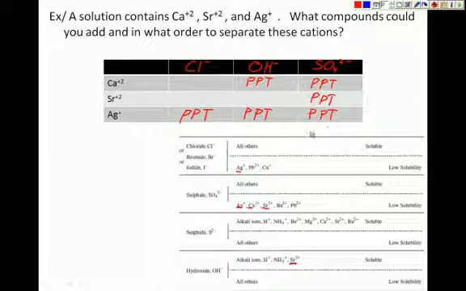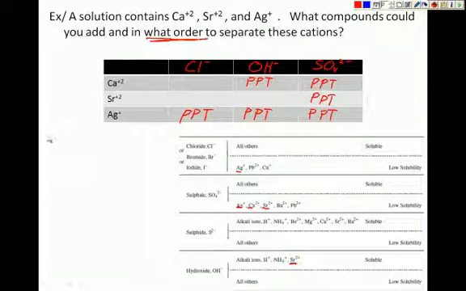Now, the question says, what compounds can you add, and more importantly, in what order? This is really important, because if we add our sulfate first, then everything is going to precipitate out all at once. And if we add our hydroxide first, then these two things are going to precipitate out together. So order is very, very important.